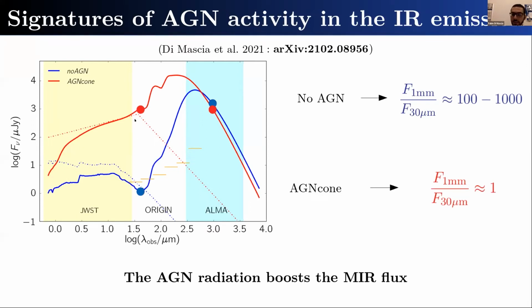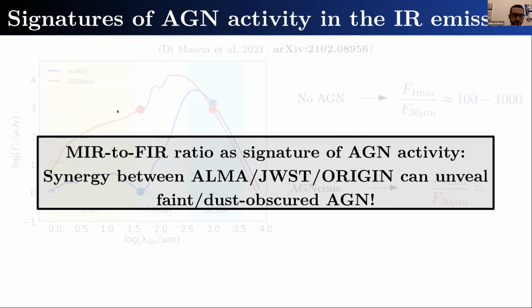And this is very interesting because we can observe galaxies in the far infrared with ALMA, and JWST will already be able to find something in the near infrared, and the proposed Origins mission also will look in the mid infrared. So this mid infrared and far infrared ratio can be a signature of AGN activity, and it will be possible thanks to this ratio to unveil faint and dust-obscured AGN.